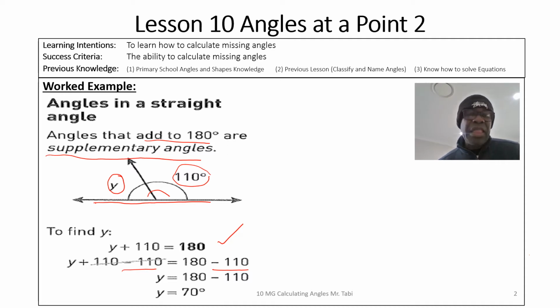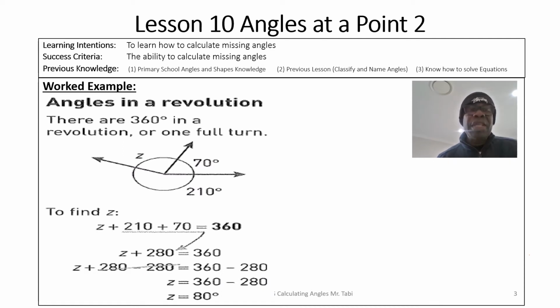It means we've done nothing. However, by doing that, we free this y, the unknown quantity. So 110 minus 110 will give you 0. And so you're left with y because y plus 0 is still y. And here is 180 minus 110. That gives you 70 degrees. Remember to attach the unit in this case, which is the degree symbol.